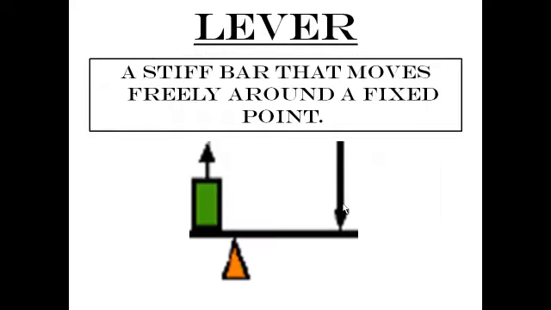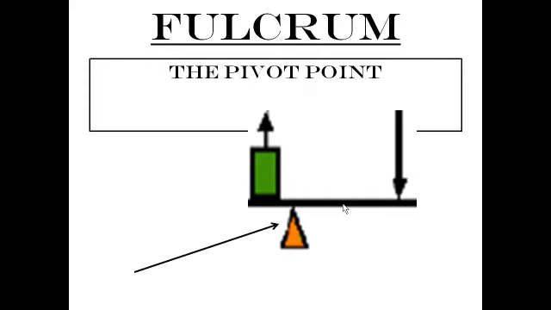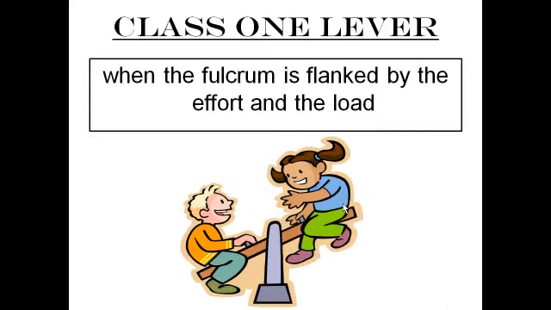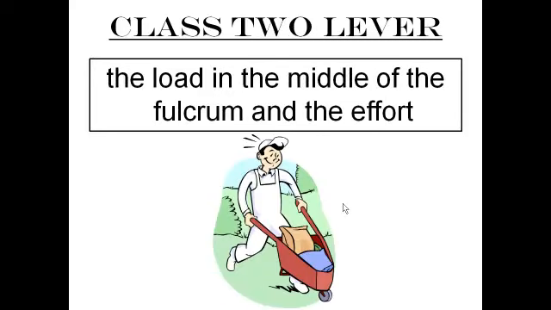A lever. There are different kinds of levers, which we'll talk about. A lever is a stiff bar that moves freely around a fixed point. The fulcrum is the pivot point. One type of lever is a class 1 lever. That's when the fulcrum is flanked by the effort and the load. That means it has the effort on one side and the load on the other side. A class 2 lever is where the load is in the middle of the fulcrum and the effort.